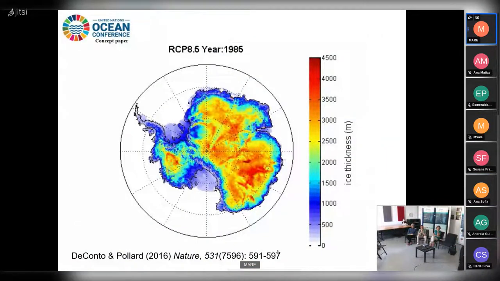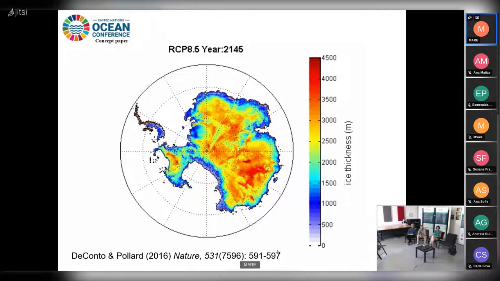And is sea level rise really affecting the rest of the planet? This is a model by Rob. Rob showed that within 100 years, the sea level rise can increase a lot.